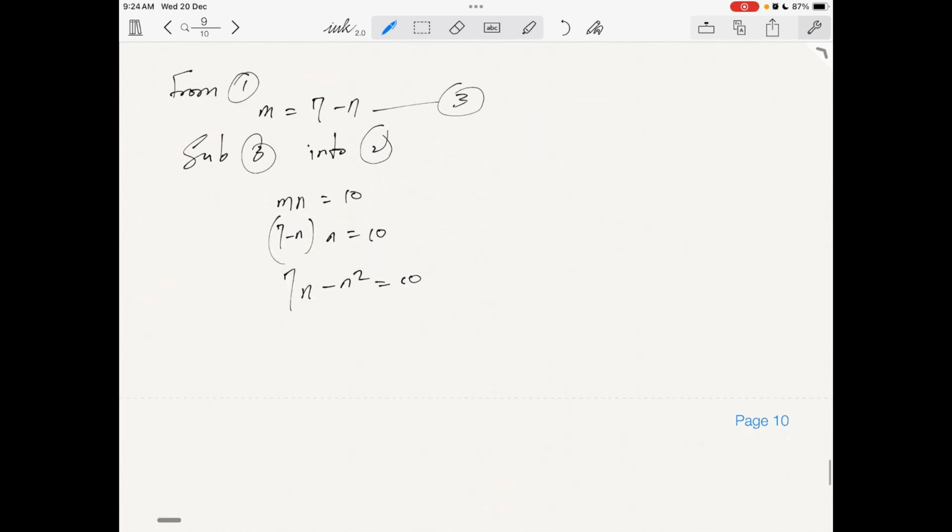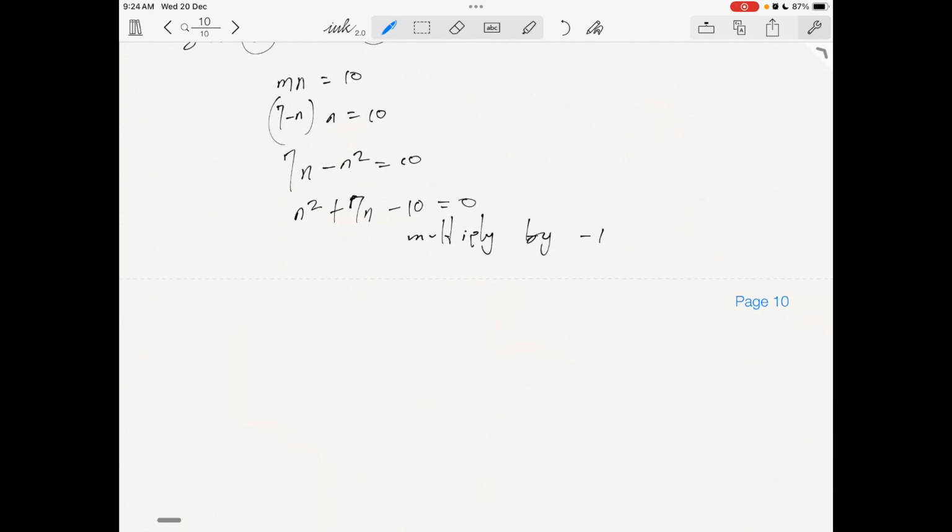If you put it in the right quadratic form, we have minus n squared plus 7n. If we bring the 10 to the other side, we will have minus 10 is equals to 0. So we can multiply all through by minus 1 to remove the minus sign here. So when we multiply all through by minus 1, we put minus 1 outside, so we have n squared minus 7n plus 10 is equals to 0, and we also multiply this one by minus 1.